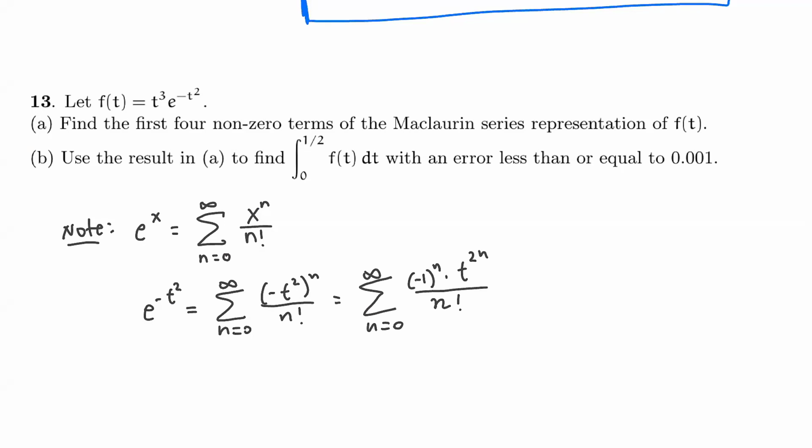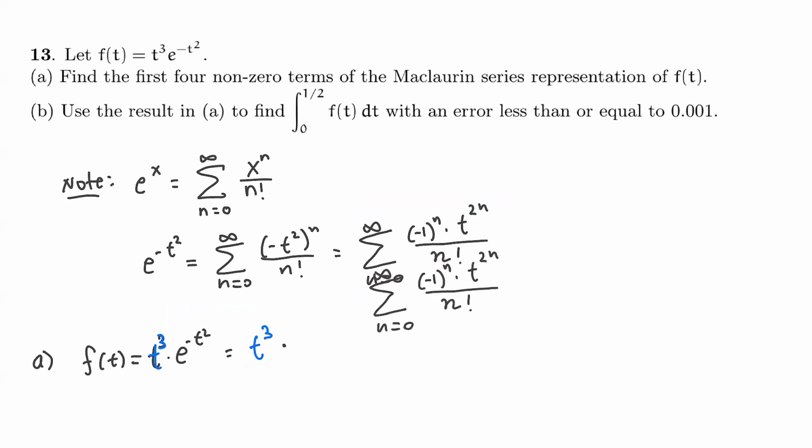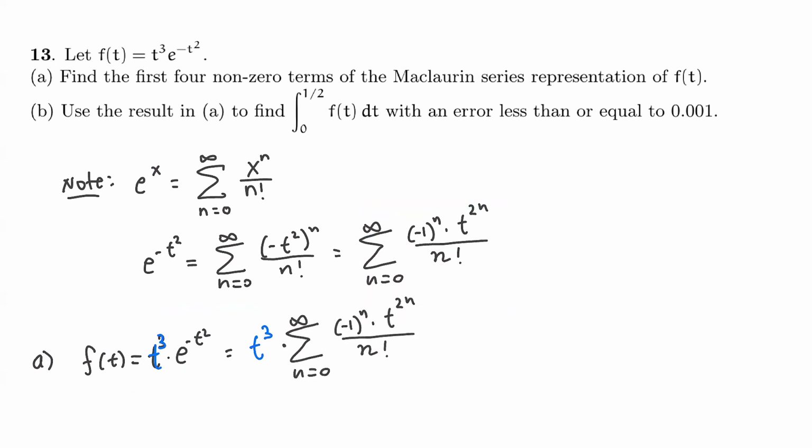Why do we need it? We're going to need it for this f(t). We just need to multiply everything by t to the third power, right? So f(t), this is the answer for part A. f(t) is equal to t to the third power times e to the negative t squared. I'll put this in a different color. We have t to the third power times, and then we already have a power series representation for e to the negative t squared.